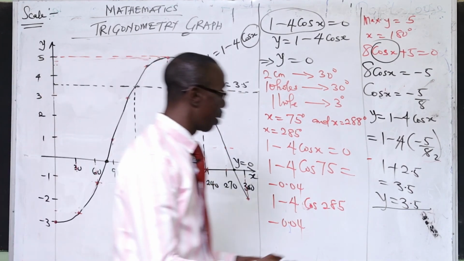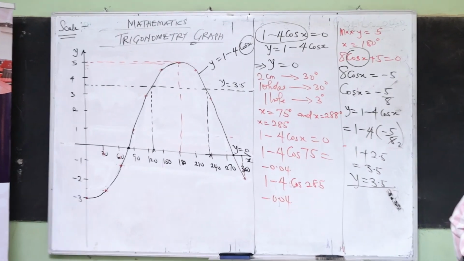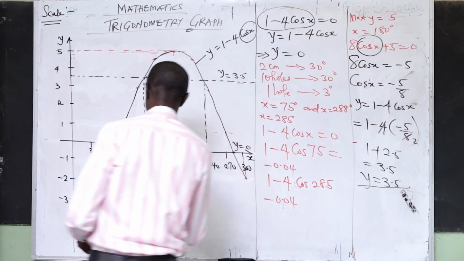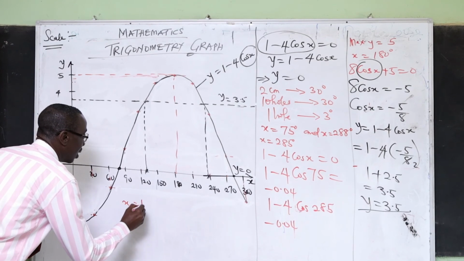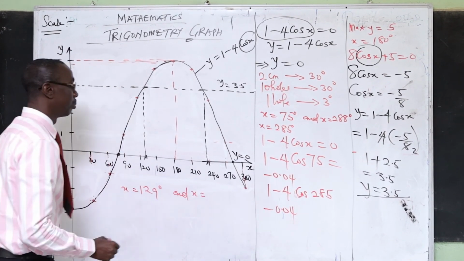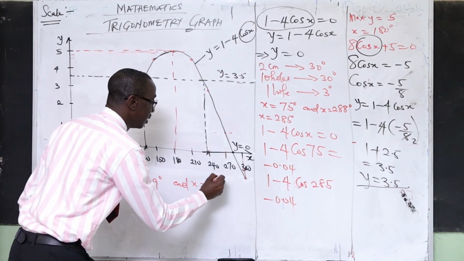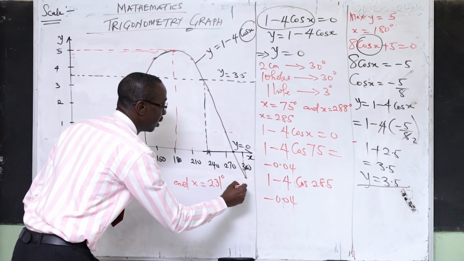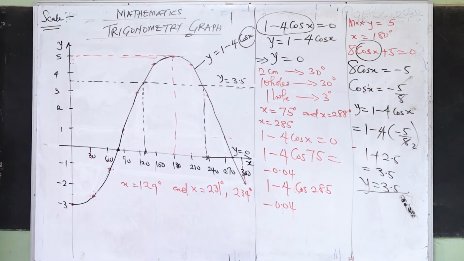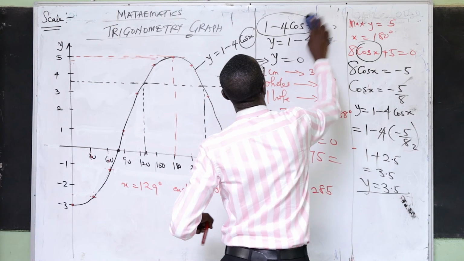And read these values out for me. Who is helping me this time around? Somebody is saying the answer to that is x is equal to 129 degrees and x is equal to 231. Somebody else is saying 234. Which one are we taking? Can we test? Can we test our answer now?